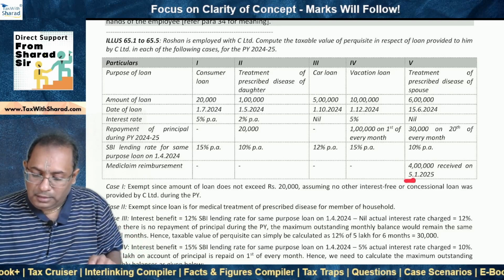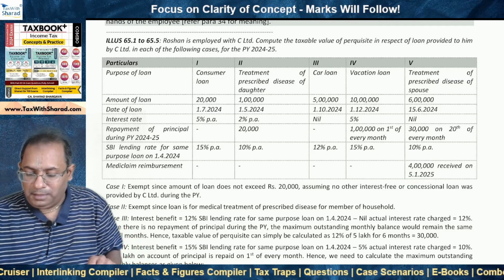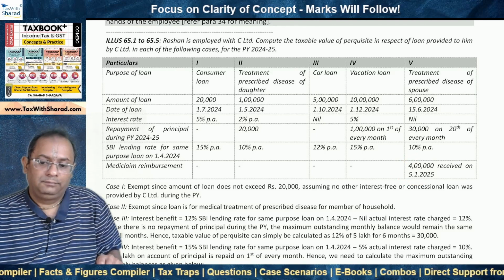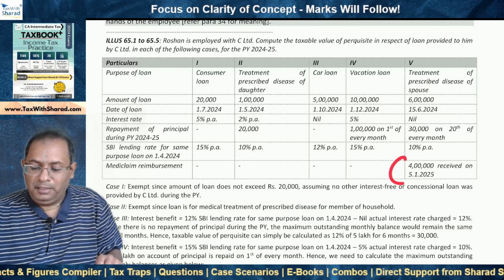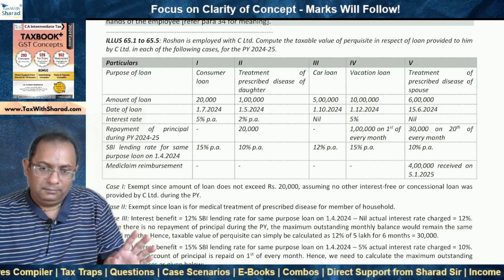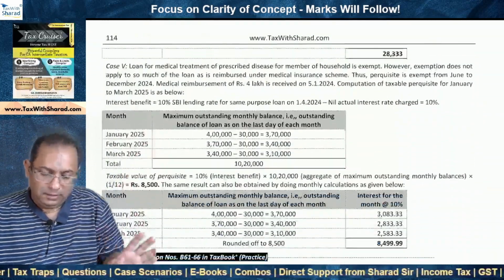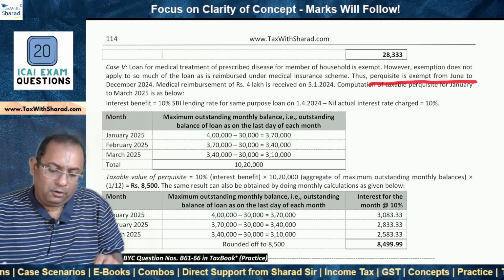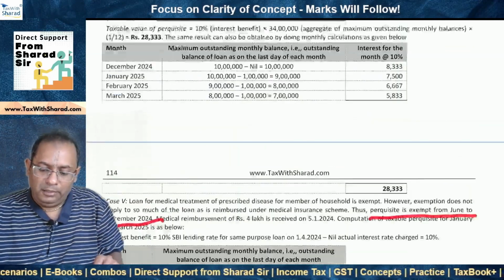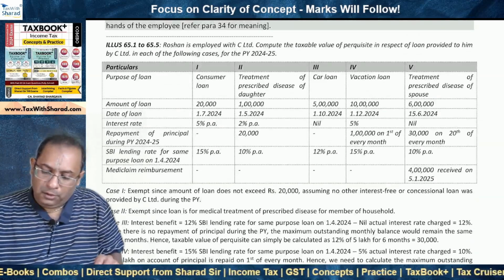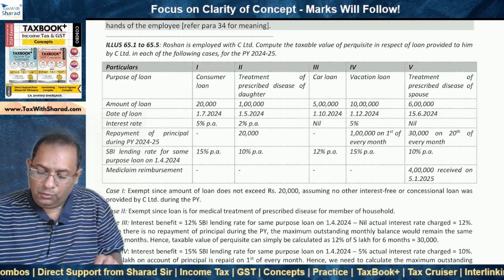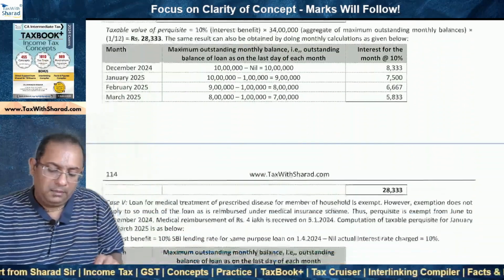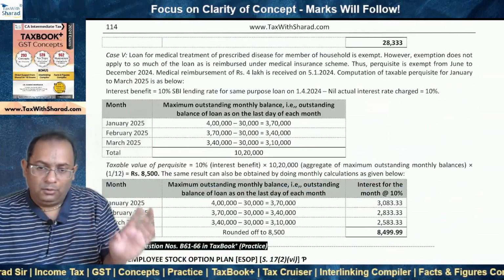So 4 lakh has been received on 5th January 2025. That means taxability will arise from 5th January 2025. Till this reimbursement is made, the 6 lakh will remain exempt. Right? So perquisite is exempt from June to December 2024 because the loan was taken in June and reimbursement is received on 5th of January. So till December, the perquisite is exempt because there is no reimbursement.